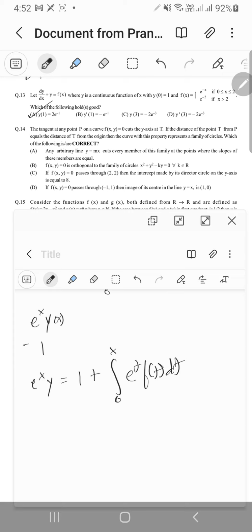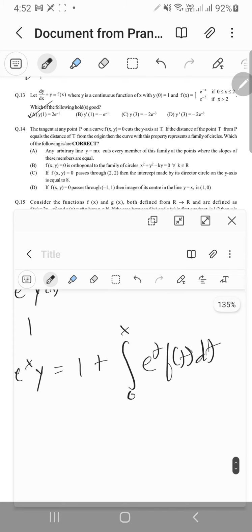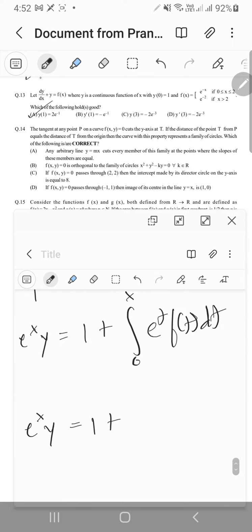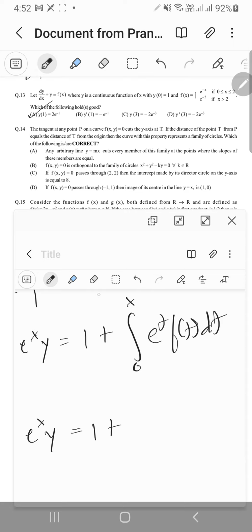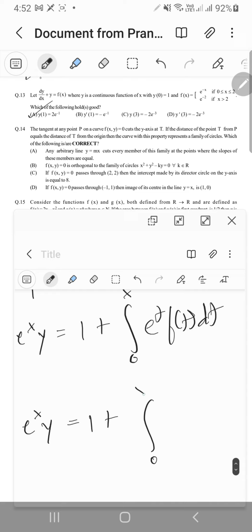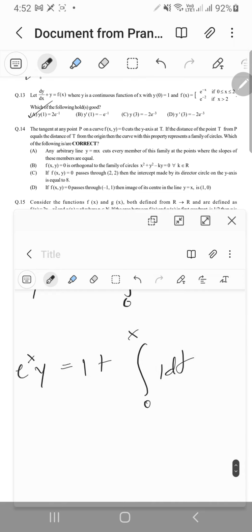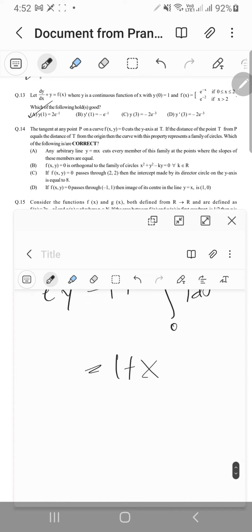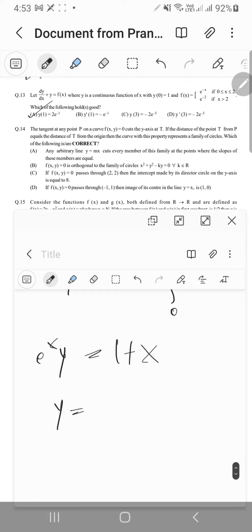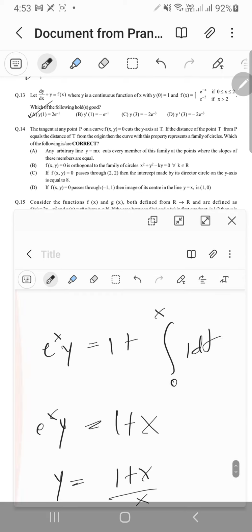And what's y dash of 3? So we know something about y dash. Like when you are talking about x being in 0 to 2, that is when x was 1, you would have this thing that e power x y equal to 1 plus, well, all the constants, they don't really matter, so you just have to take the derivative and stuff. Yeah, whatever. But still, integration from 0 to x, and in this case it was just 1 dt, so it was 1 plus x, right? So in that case, y was just 1 plus x upon e power x.